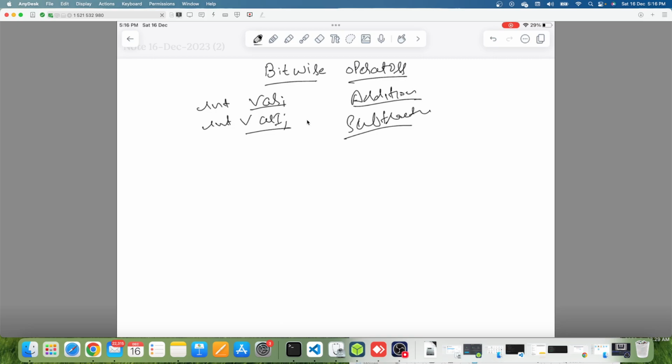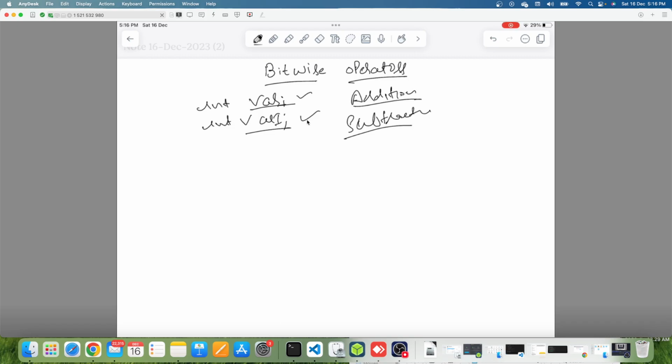So now instead of performing operations on these full variables, we are going to perform the operations on individual bits of these variables. Okay, so there are three types of bitwise operators available in C programming.